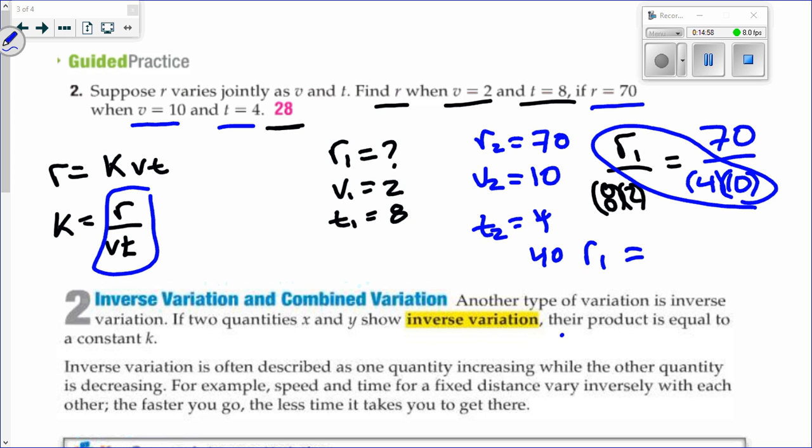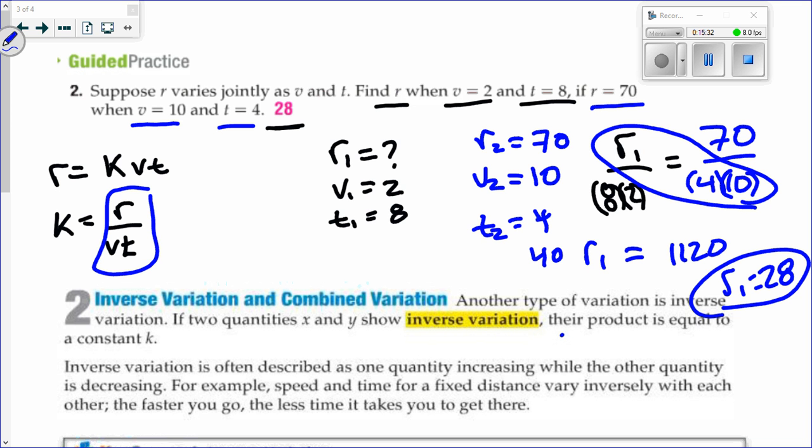70. Calculators here, yours as well. Use your cell phone. 16 times 70 is 1120. Divide both sides by 40 here. You get r1, as we figured here, r1 equals 28. Awesome.